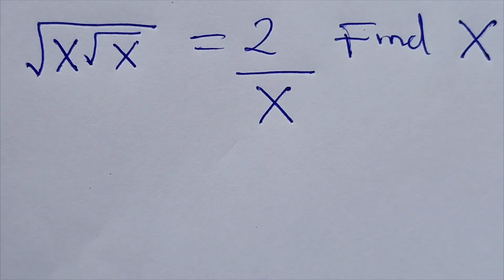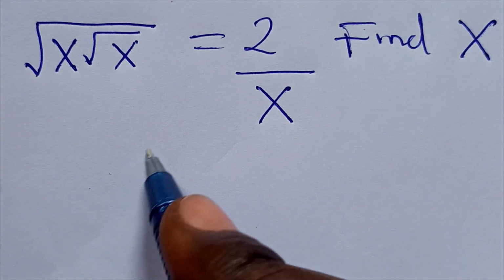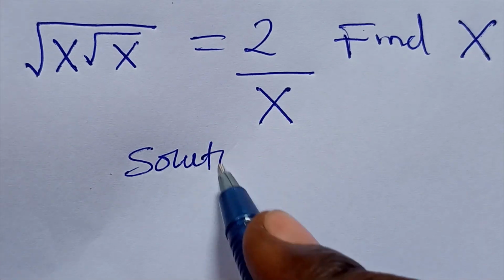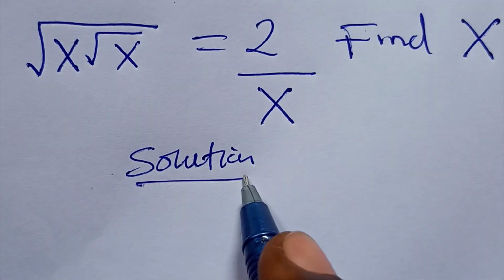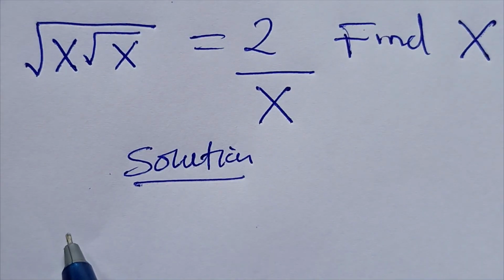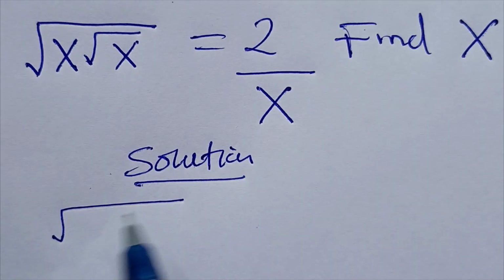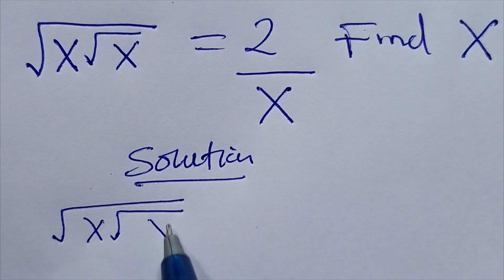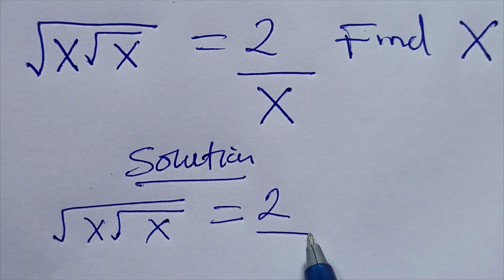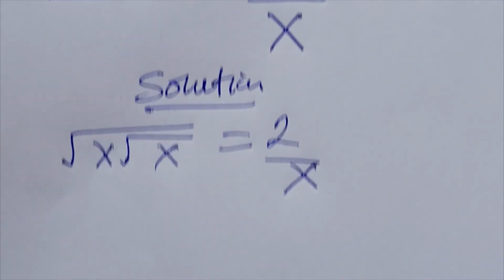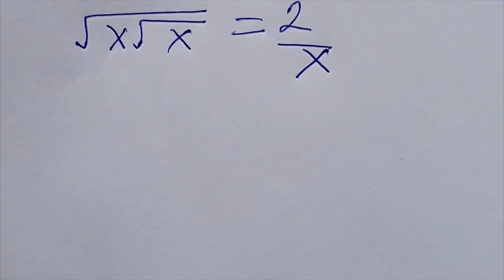We are asked to find x in this question. So, solution. Let's write our equation: root x equals 2 over x. So this is what we have.